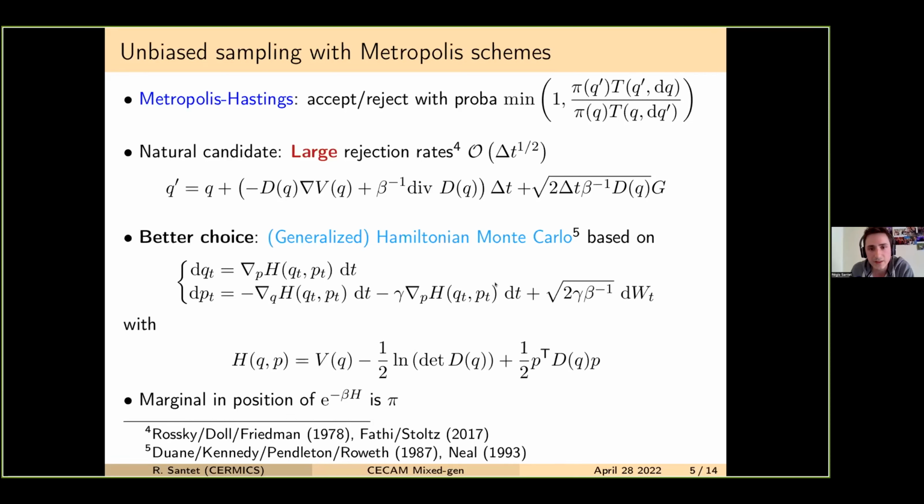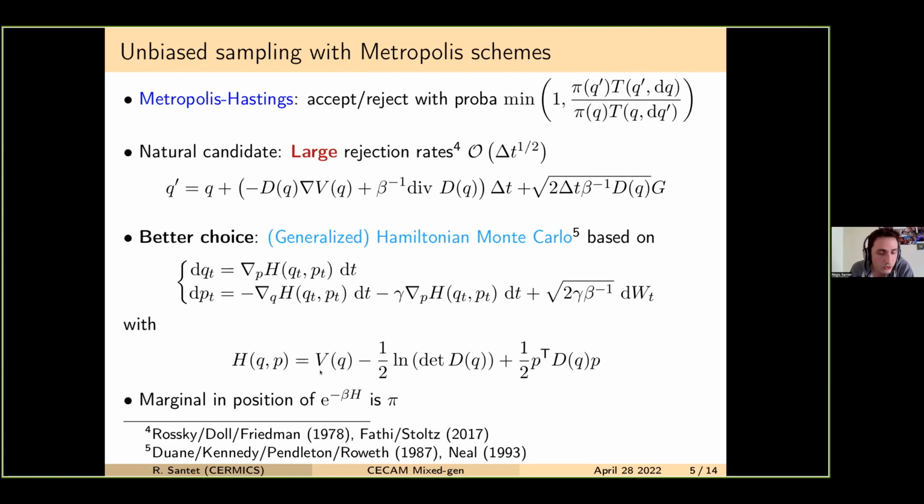So a better choice in that case is to go into the Hamiltonian Monte Carlo setting, which is based on the integration of the Langevin dynamics. So I introduce a momentum variable here, and I have Hamilton's equations in this setting, along with an Ornstein-Uhlenbeck process here. And I have to choose the right Hamiltonian so that in the end, I can actually compare this to the overdamped Langevin equations that I had earlier. And for that, I have to choose this Hamiltonian in particular.